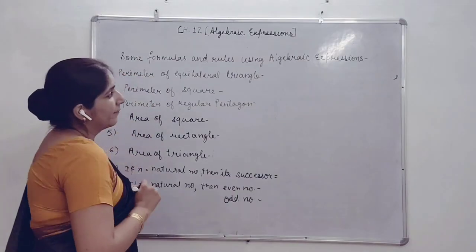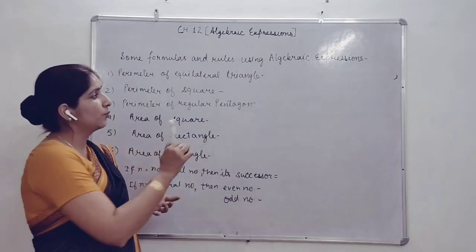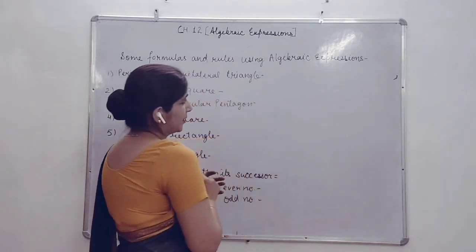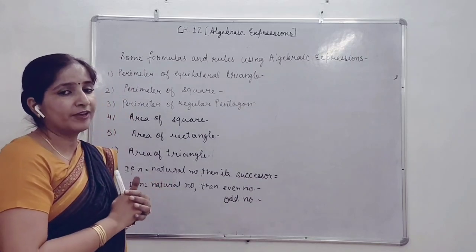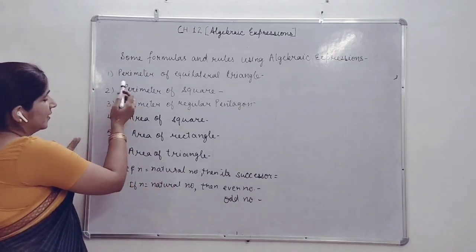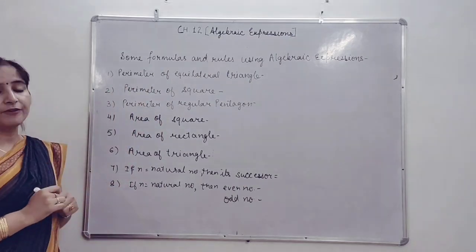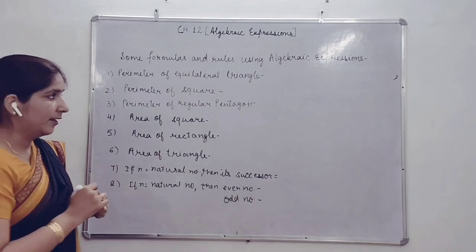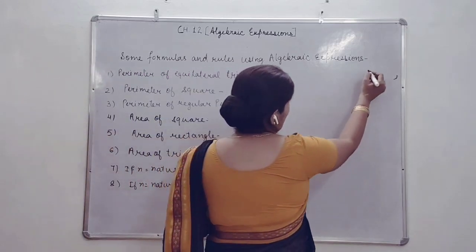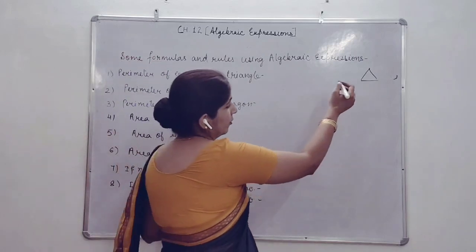Some formulas and rules using algebraic expressions. In class 6 you were not very much aware about algebraic expressions, but even then we have done some formulas. Now let us revise some of those, and some are different. First is the perimeter of an equilateral triangle. You know, equilateral triangle means all the sides are equal. So what can be the perimeter? You can add all three sides.